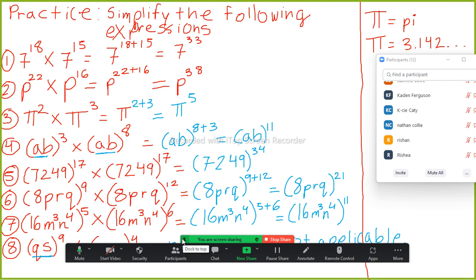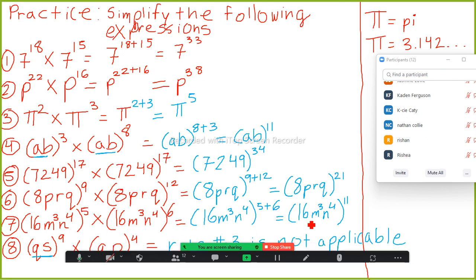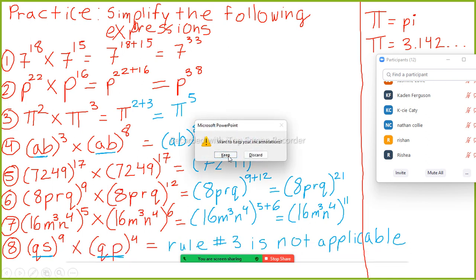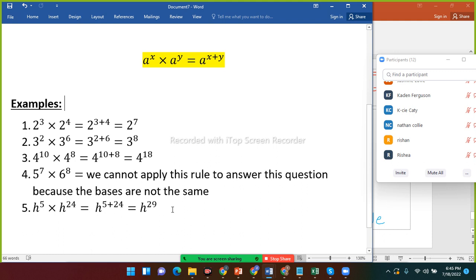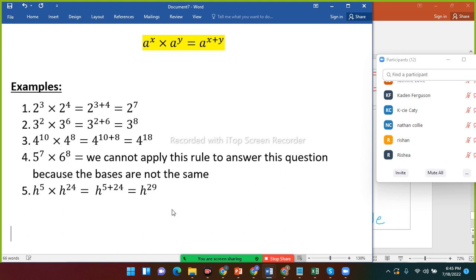So that's rule number 3. If the bases are the same and we're multiplying, then we add the powers. We have a second rule that is very similar to the first rule. Very, very similar, almost identical except for one exception. And this is the rule. We call this rule number 4, the quotient rule.